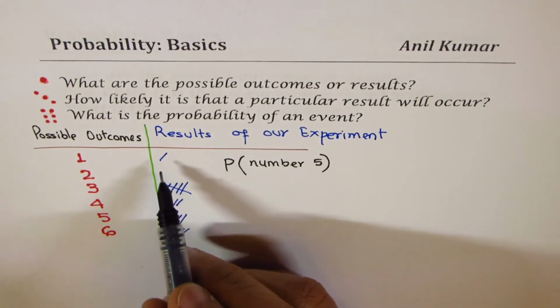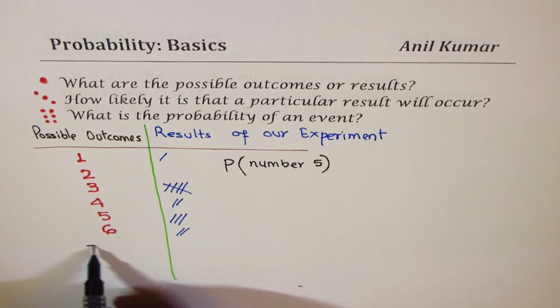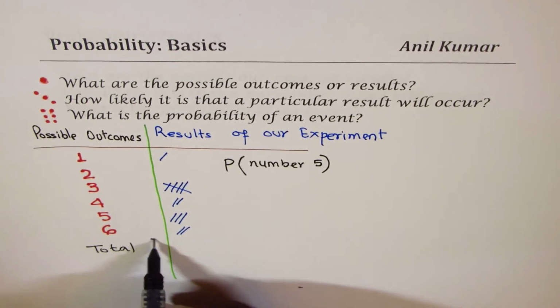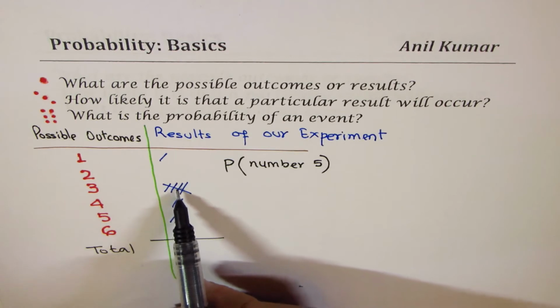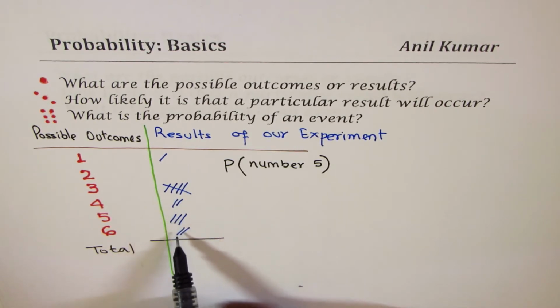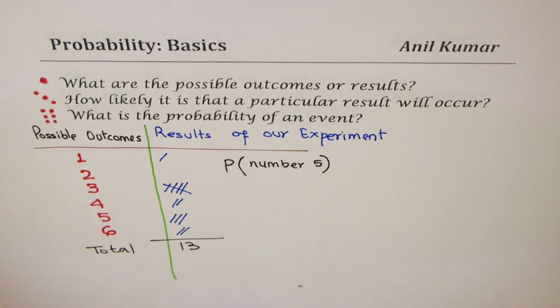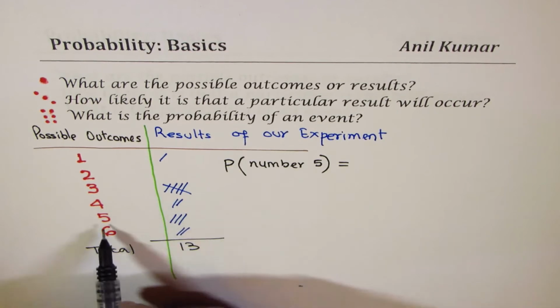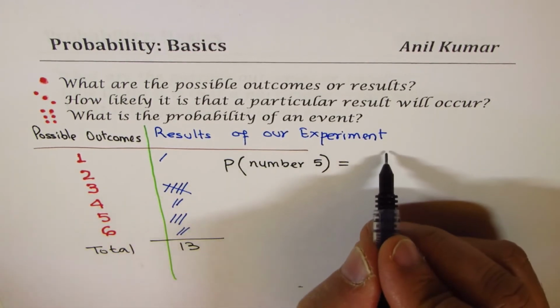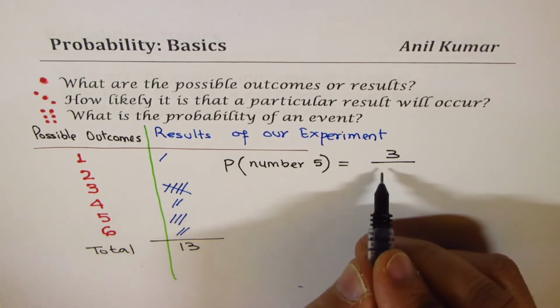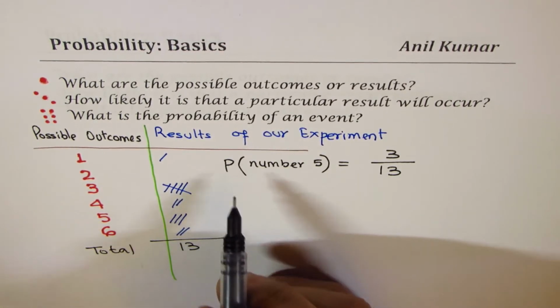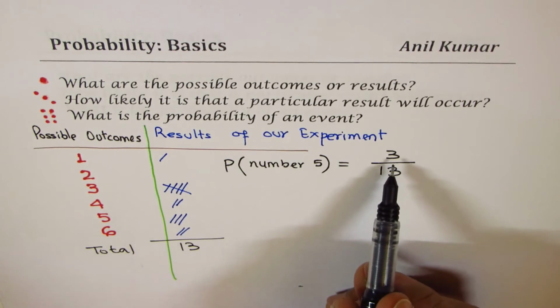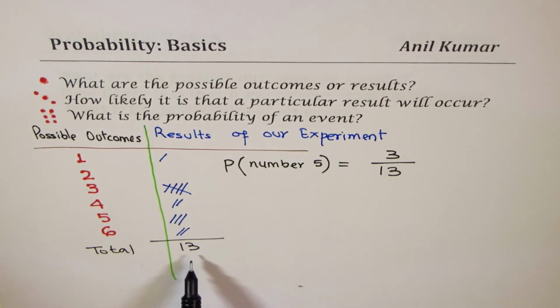Number 5. So, what we do here is, we count the total number of times. Total number of times is 1 and 5, 6, 7, 8, 9, 10, 11, 12, 13. So total was 13 for us. Number of times we got 5 is just 3, right? So it is 3 out of 13. So in terms of probability, we say that this fraction 3 over 13 gives us the probability of number 5 in our experiment. You get an idea, right?